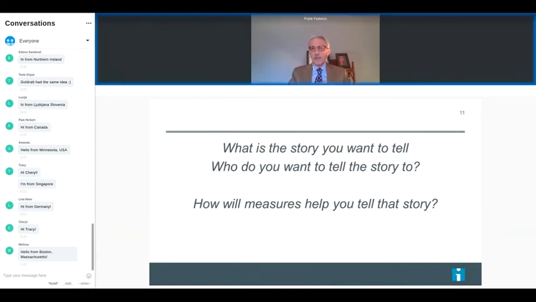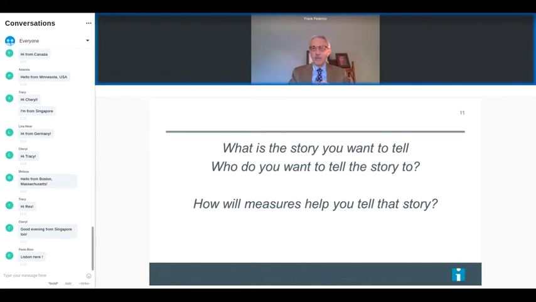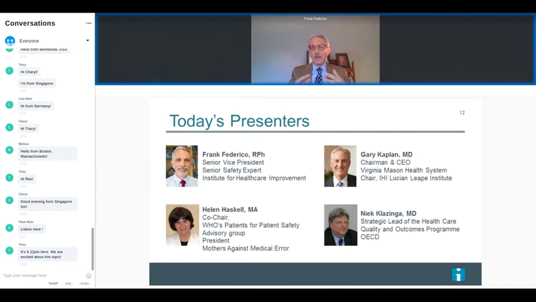So I like to turn it around to say, what is the story that you want to tell and who do you want to tell that story to? Because that's what your measures should be doing. They should be helping you design and put together a story that allows you to tell how well your organization is functioning, both for patients who need to know that and for the clinicians who are doing the work to provide good care. To do that, we have our panel today, and our panelists include Gary Kaplan.